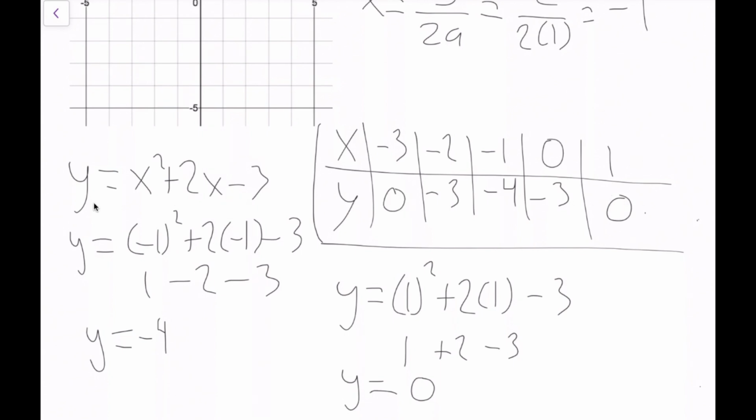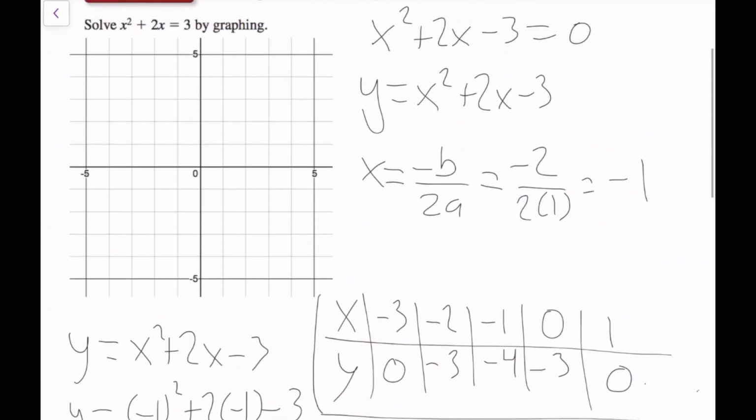Because remember, we're trying to find when this equation equals 0 and those x values. So those x values are going to be 1 and negative 3. But let's make the graph just to show you what it looks like on the graph. So to make the graph, I'm just going to plot all of these points.